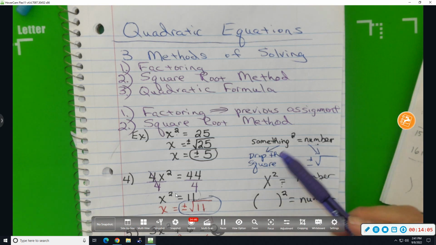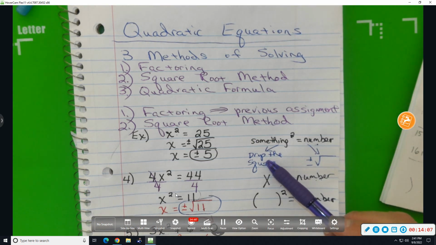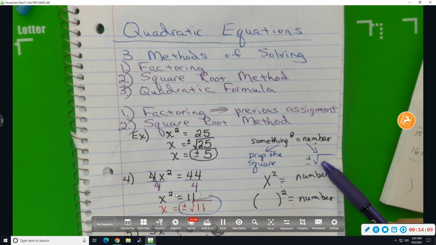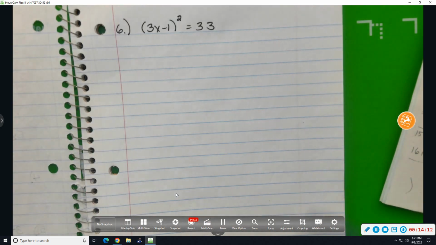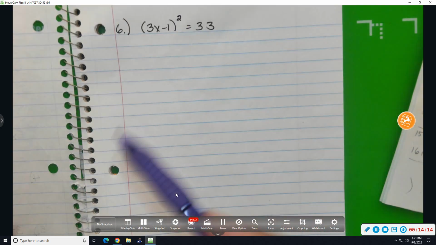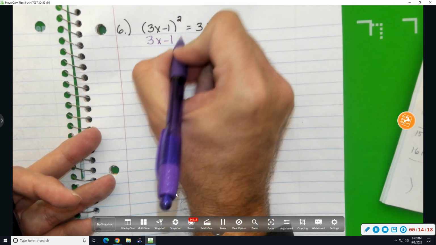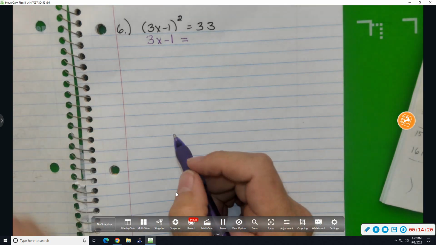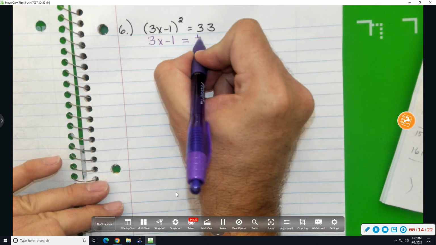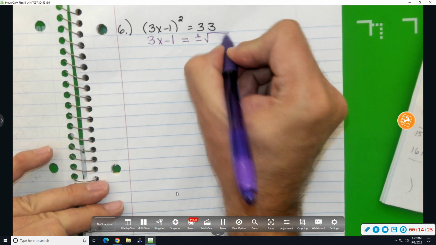Drop the square on the left. Take the positive and negative square root of the number on the right. So I'm dropping the square, so I just have 3x minus 1 on the left, and on the right, plus or minus the square root of 33.